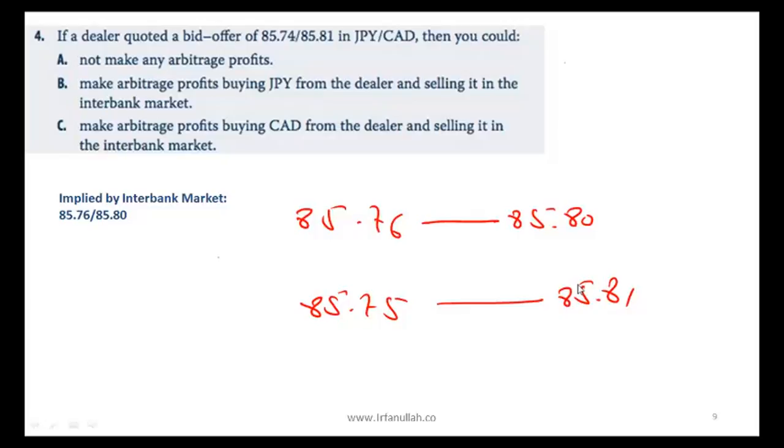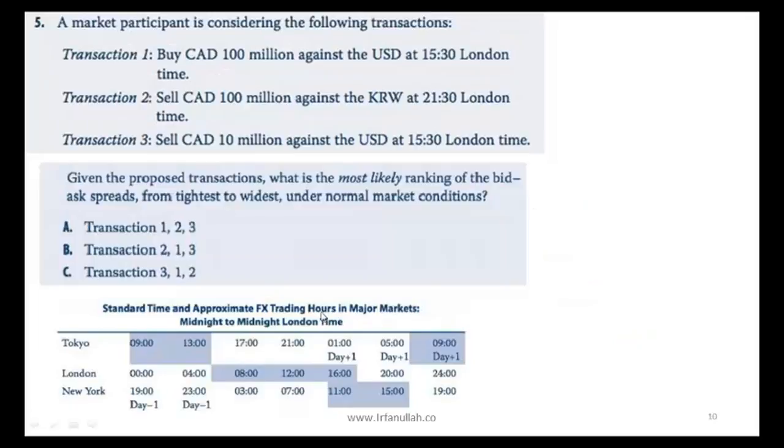Can you make an arbitrage profit here? How much will you have to pay the dealer? How many yen per dollar? 85.81. So then can you take this 85.81 and go sell it over here? You could, but you won't make any money. So there is no arbitrage. So this is an expected scenario where the rates exist such that arbitrage is not possible.